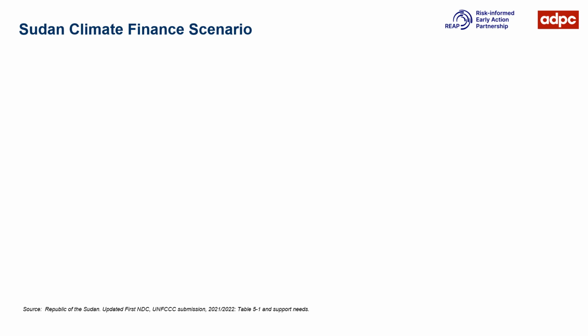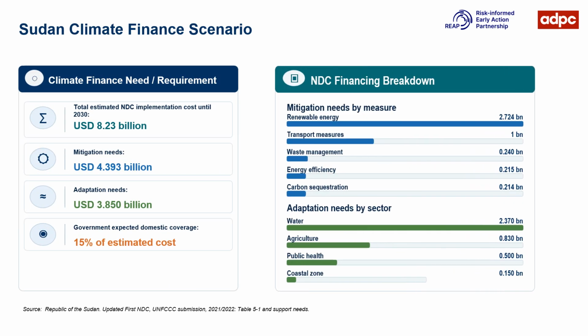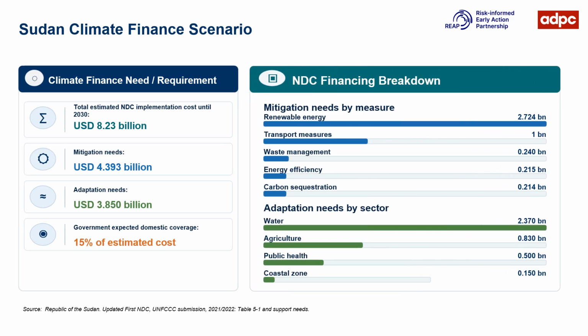This slide presents Sudan's climate finance needs based on its updated NDC. Sudan's total estimated NDC implementation cost until 2030 is $8.23 billion. Mitigation needs are estimated at $4.393 billion, while adaptation needs are estimated at $3.850 billion. The government expects domestic coverage of around 15%, which indicates a significant need for international support.